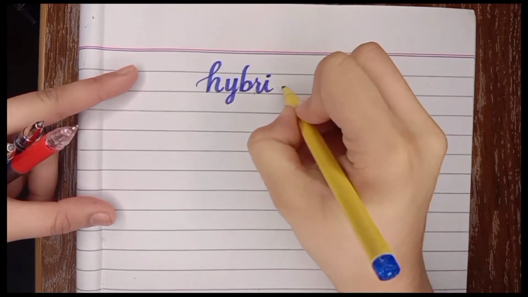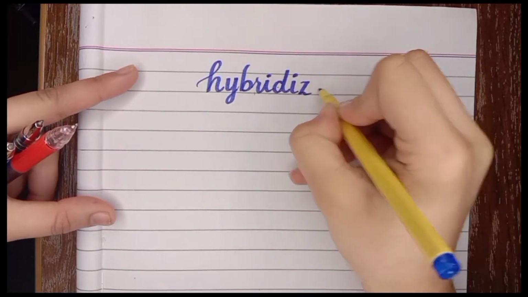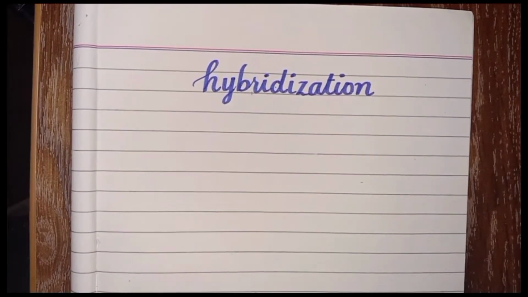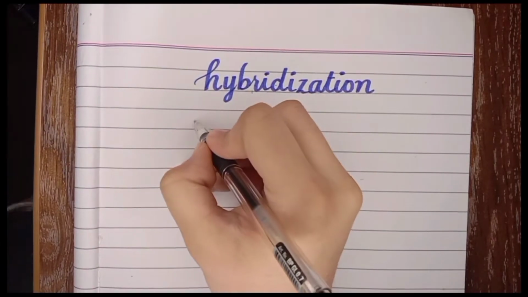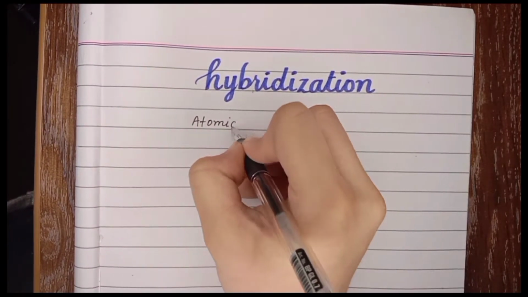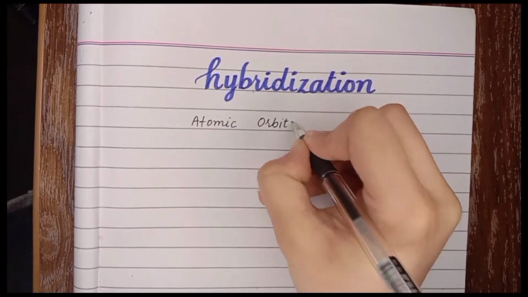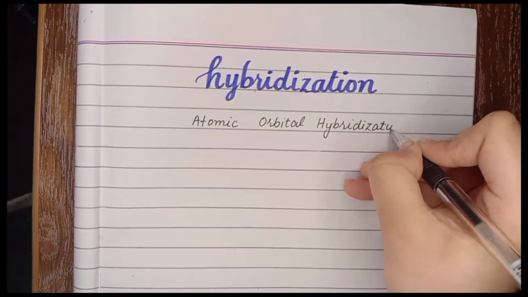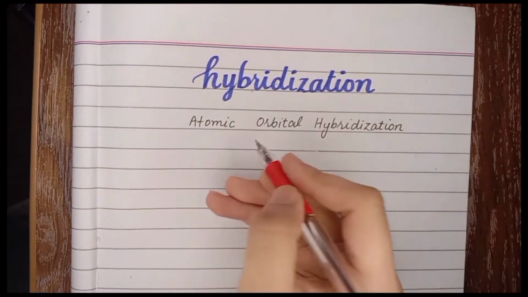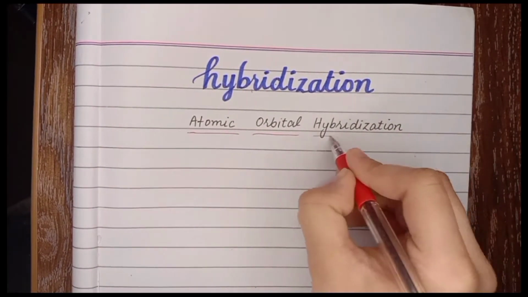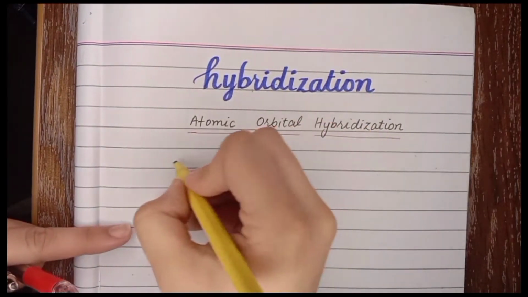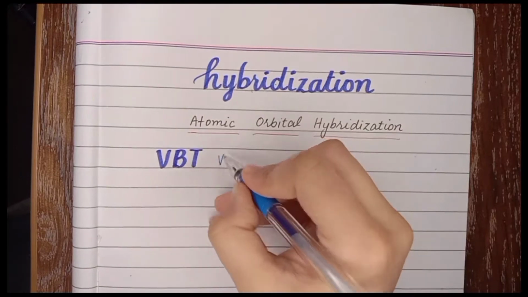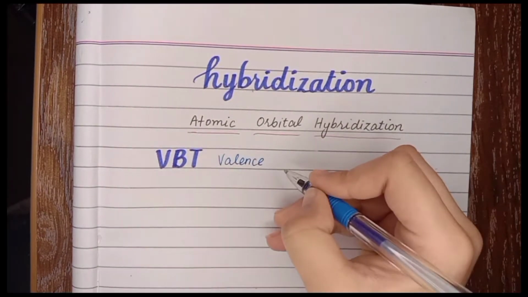Today we're going to study the concepts of hybridization in chemistry. To understand the concepts of hybridization, firstly we need to know what hybridization is and why the concept of hybridization was needed. Hybridization is basically known as atomic orbital hybridization, which means it is related to atomic orbitals. Before the atomic orbital hybridization theory, there was a theory named Valence bond theory.